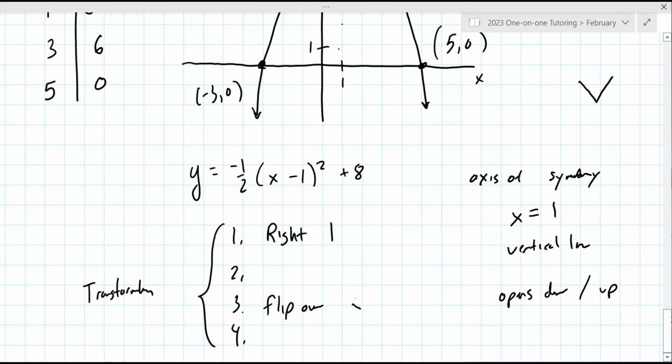Then the 1/2 has a vertical stretch, right? Or is it a shrink? It's a shrink because it's less than 1. Exactly. And you have to be careful about this factor. This isn't completely correct, but we'll just go with it for now. And then the last one is that +8. It moves up 8. Up 8, yeah.